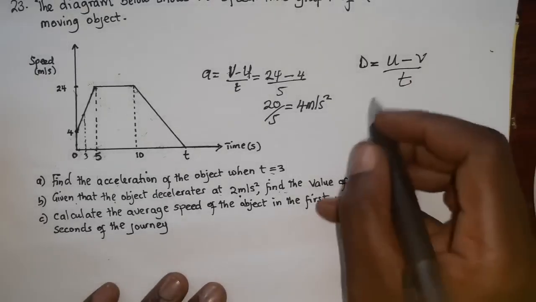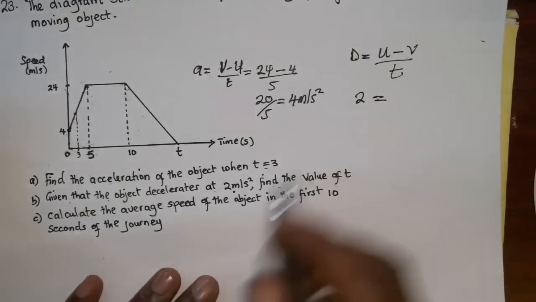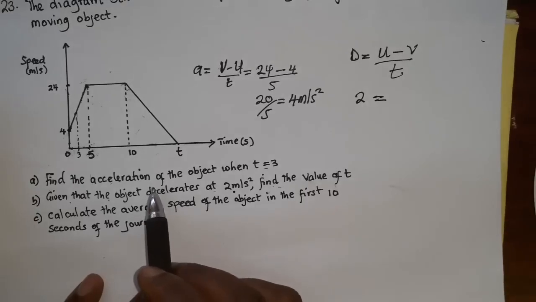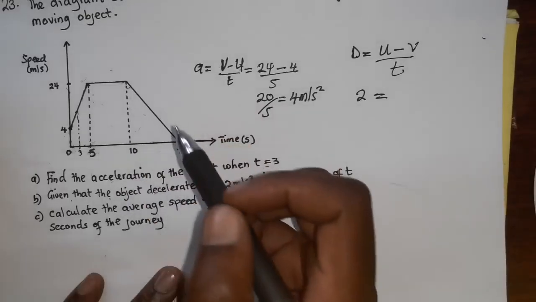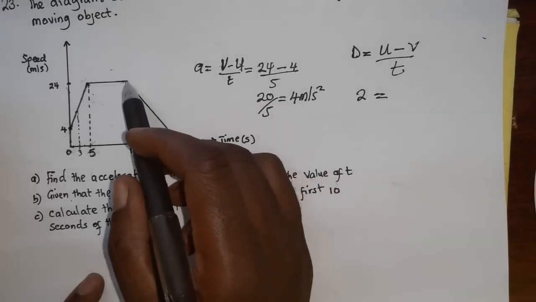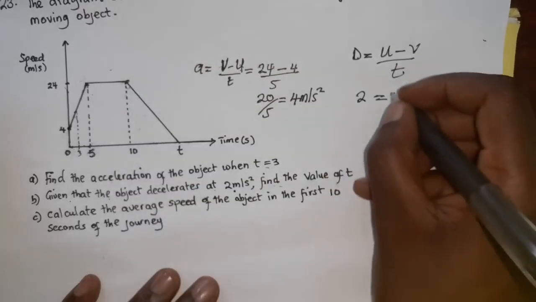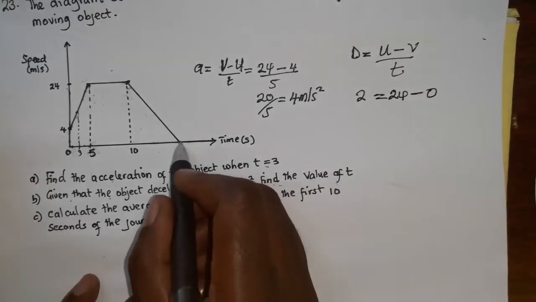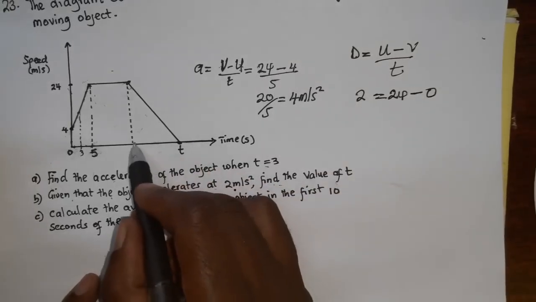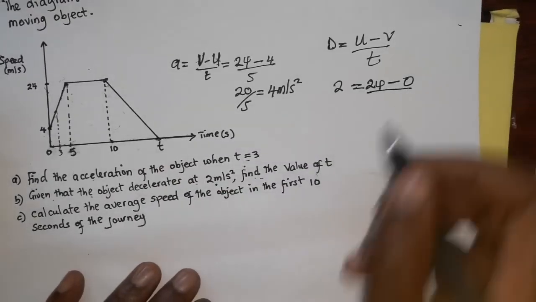So deceleration here has been given as 2. Then the time, from this point, the initial, it starts from here, which is 24, up to 0, which is this point. Then the time that was taken from this point to this point, how do we account for it?